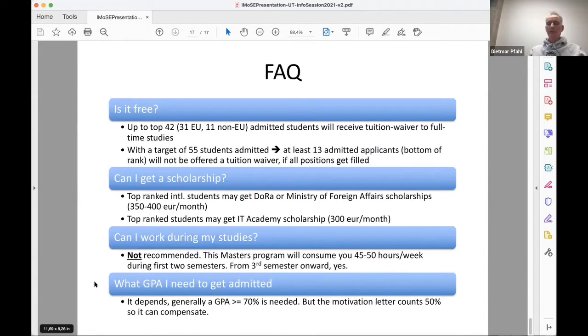But if you have, let's say, 73, 74%, which would be probably the lower bound, and from your motivation letter we feel that you are really a very good fit to this program, then we will basically move you up in the ranking. Right? Okay, I think that's it from my side. I will stop my sharing, and I think we can move to the question answer.